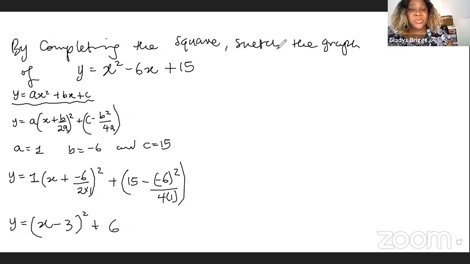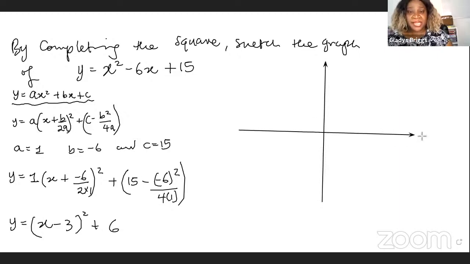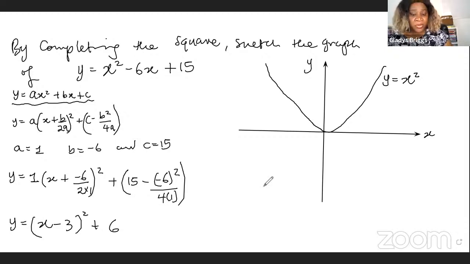It's now time to do your sketch graph. You don't need graph paper, you don't need anything for this. You can just make your sketch and leave your markings on for me to see it. Draw your y-axis, draw your x-axis, label them x and y, and start with the basic y is equal to x squared. Sketch that one. So you know what that one looks like. Y is equal to x squared.